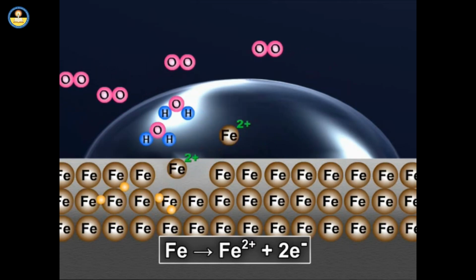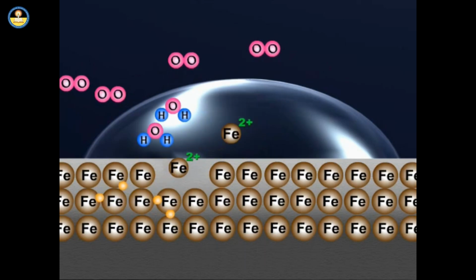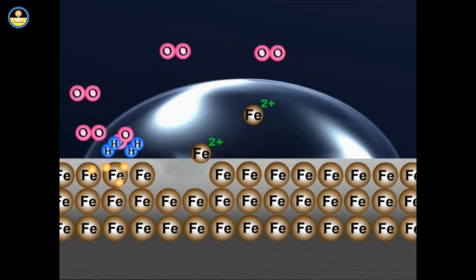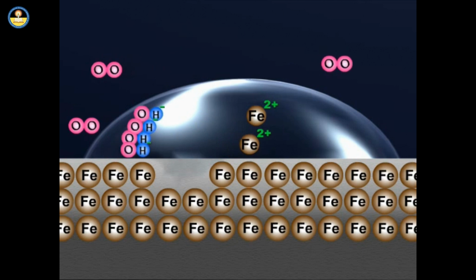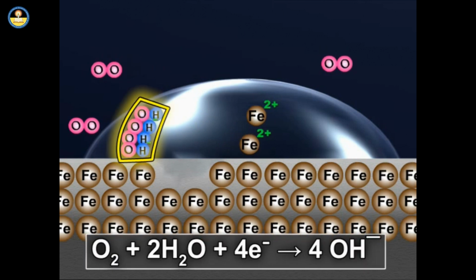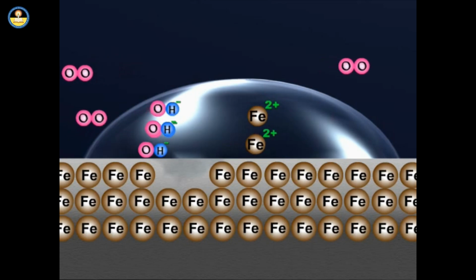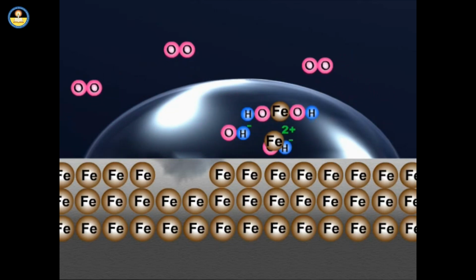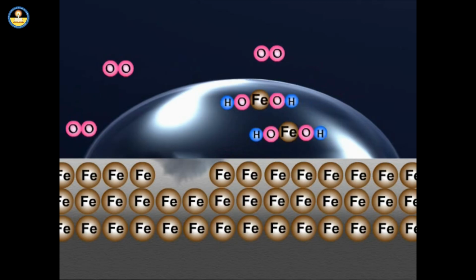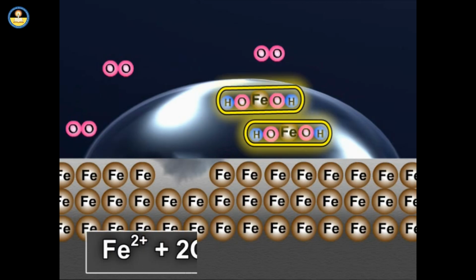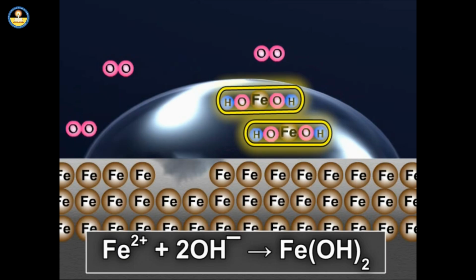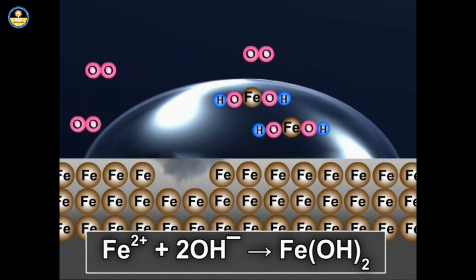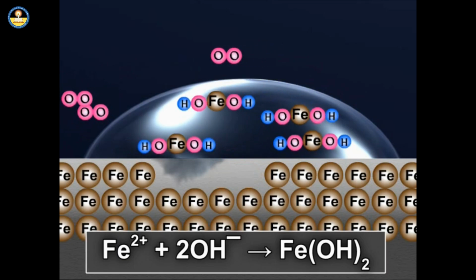The 4 electrons released from 2 atoms of iron react with oxygen and water to form hydroxide ions. O2 reacts with 2H2O plus 4 electrons to give 4 OH- ions. These hydroxide ions react with Fe2+ ions to form Fe(OH)2. Fe2+ ions react with 2 OH- ions to give Fe(OH)2.